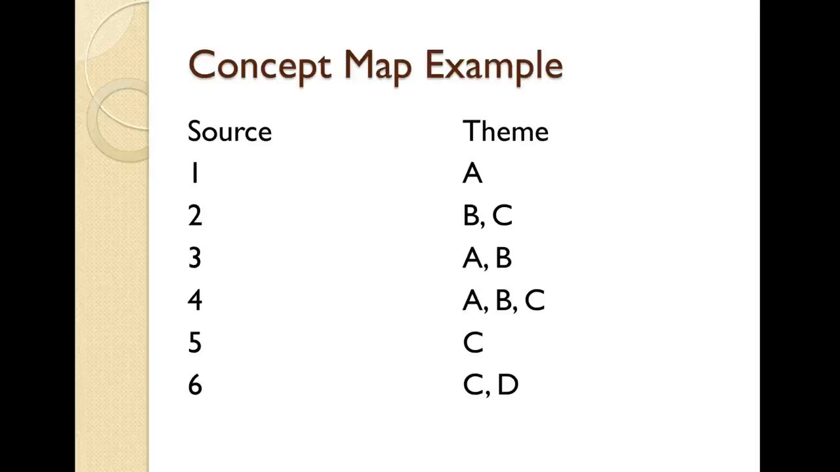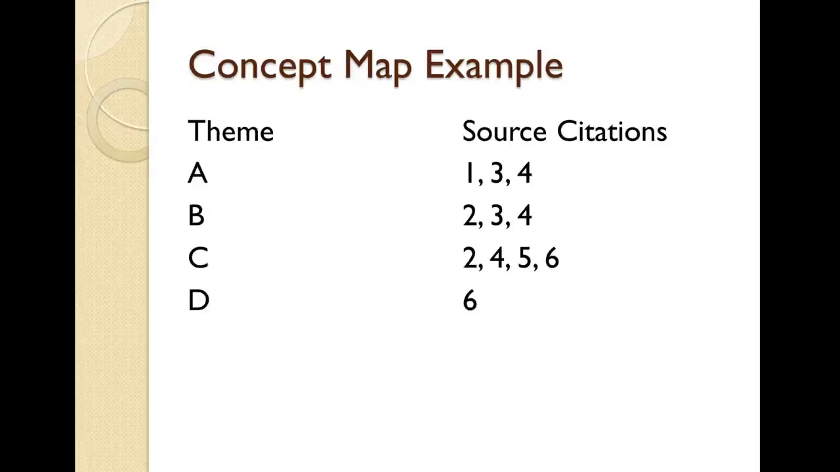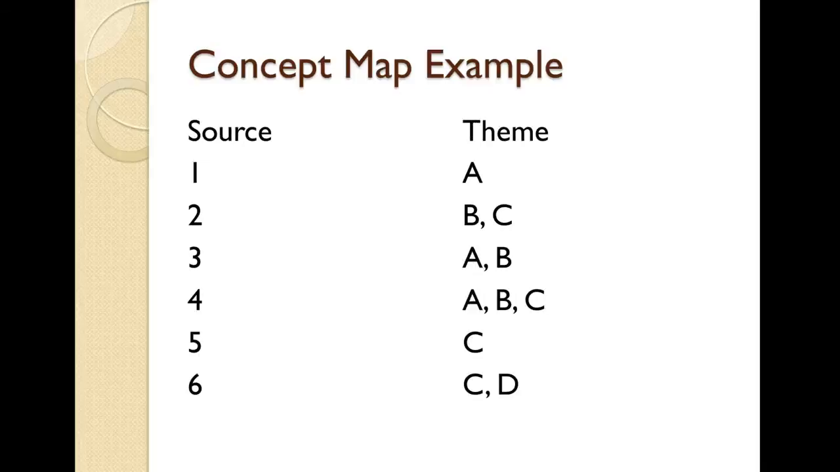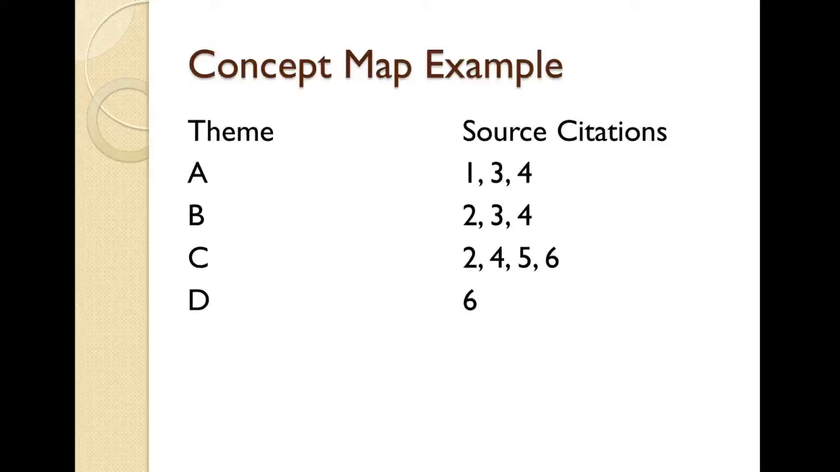I take the next step because what I really want to talk about is themes, not sources. So then I flip it. I discovered that I had 4 themes, so I'm going to put them on the left. I have theme A, B, C, and D. And then I have my source citations. And you notice that some of my citations may repeat. I might talk about Article 3 more than once. I might talk about Article 2 more than once. And that's okay. That's why it's thematically arranged.